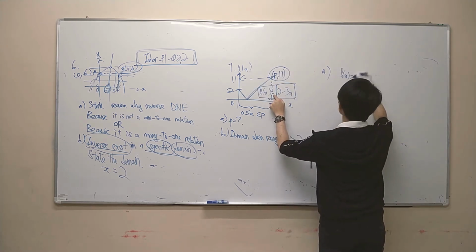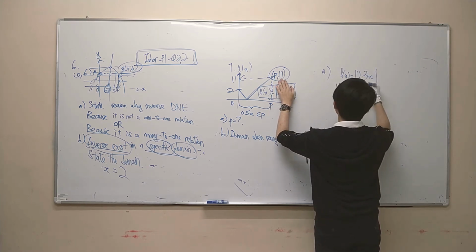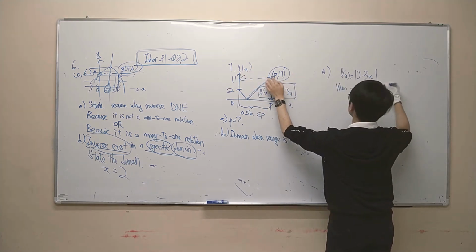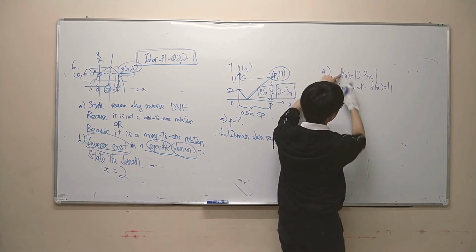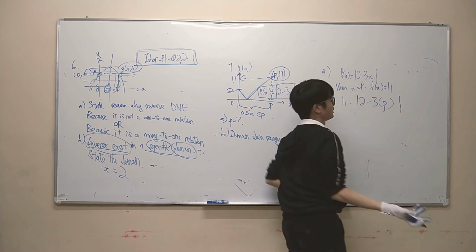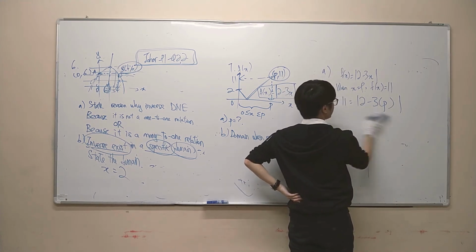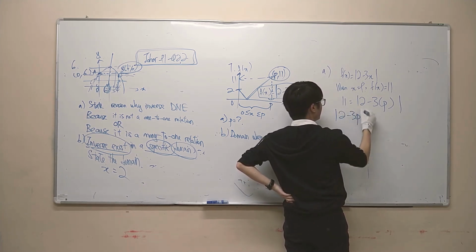So f(x) equals modulus of 2 minus 3x. Substitute: when x equals p, y equals 11. But since my y-axis is f(x), we write f(x) equals 11. It's the same thing, okay? y and f(x) are the same. So f(x) is 11, and the modulus of 2 minus 3x, with x as p. So you get modulus of 2 minus 3p equals 11.